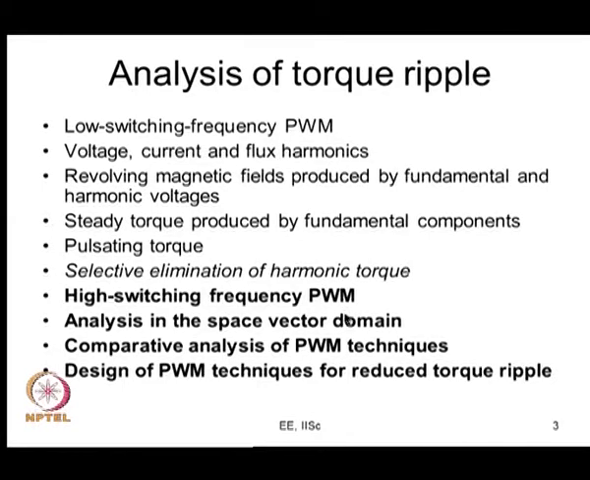And we would look at the analysis of that in the space vector domain. We would try to do a quick comparative analysis of a few PWM techniques, try to get a feel for the relative performance of the PWM techniques in terms of torque ripple, and we would also look at a couple of design examples for how you would design PWM methods for reducing the torque ripple.